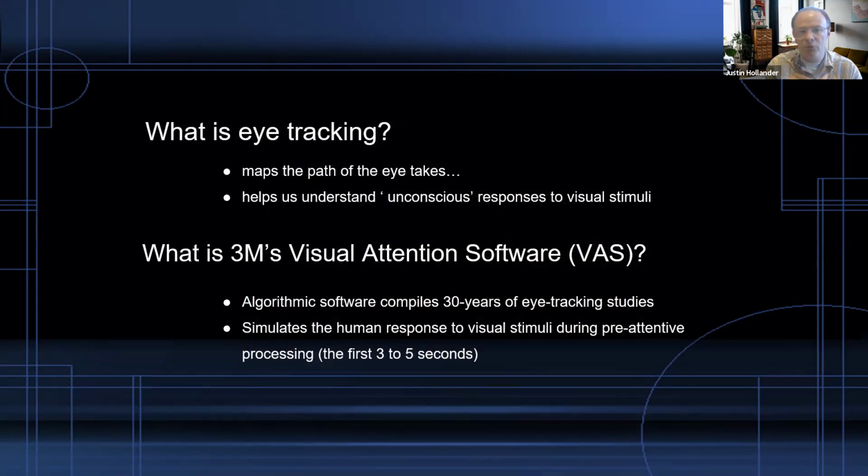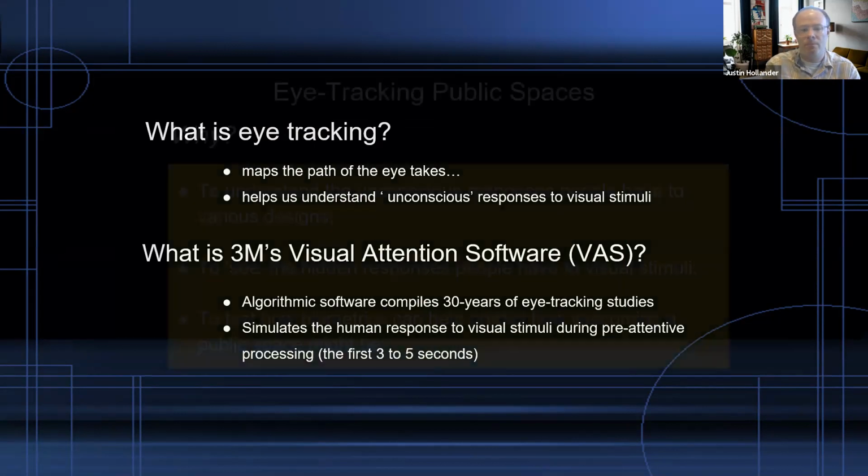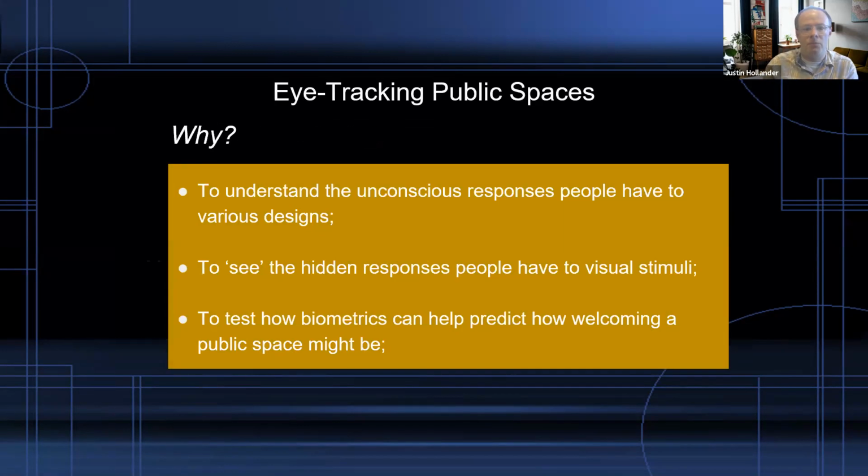So I've done a lot of research using this eye tracking. I'm going to show you some examples. I've also done stuff using algorithmic software that helps us predict where a person would look. So it's a lot less expensive and less onerous, and used very widely in the user experience community. So it helps us reveal the hidden thinking of people as they see places.